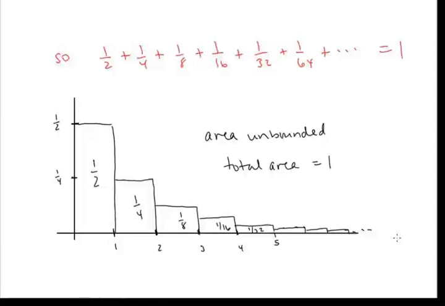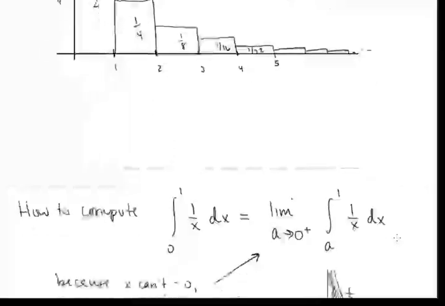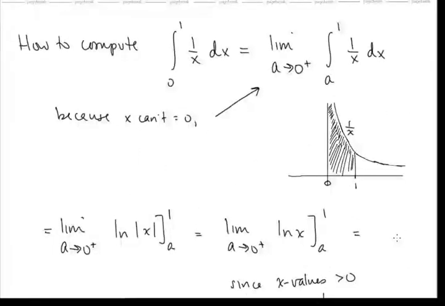So this is the idea that we have. We're looking at these integrals that represent unbounded areas, and we want to know, is it a finite area or is it not? So let's take a look at the first example we had, integral from 0 to 1, 1 over x, and let's take a look at how we can make some sense of this and compute it.